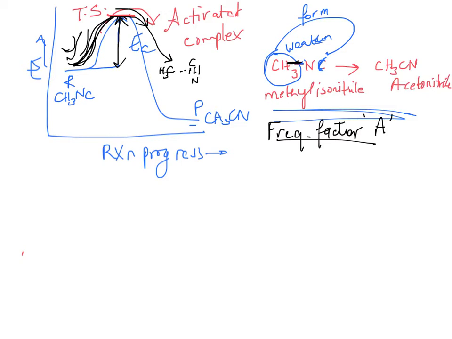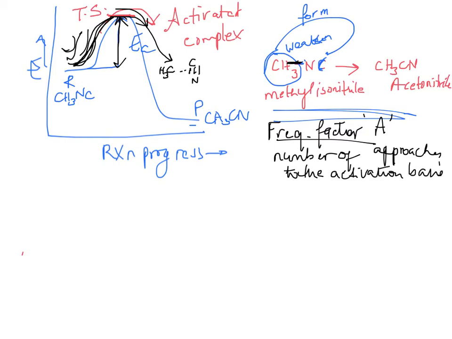But realize that this particular factor essentially reflects the number of approaches to the activation barrier. And what that means is that species are trying to get to the activated complex. They haven't quite reached the activated complex, and so it's not equivalent to surmounting it. The two things are actually different.